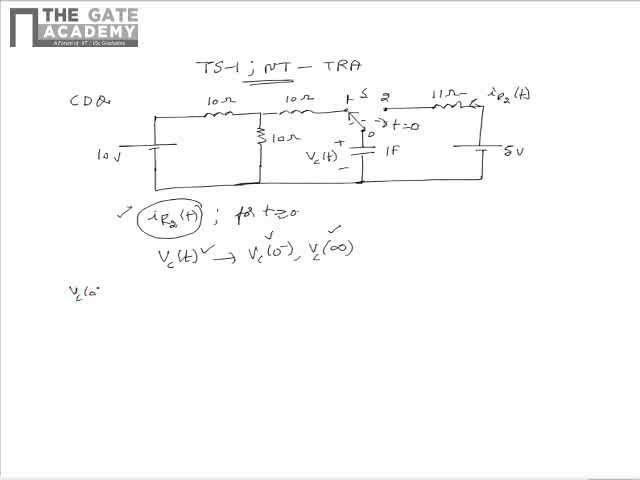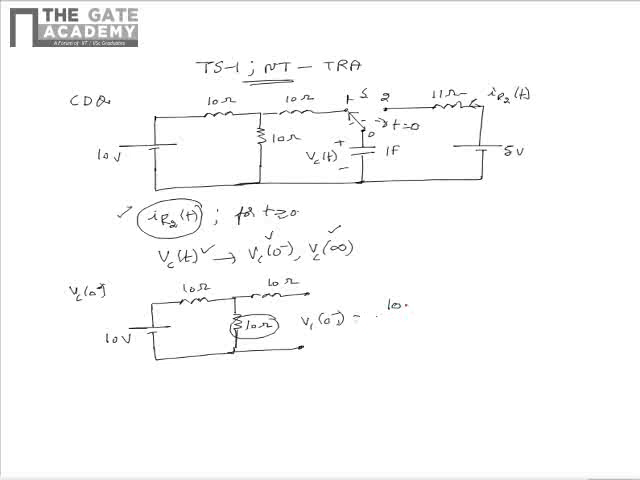So for finding Vc of 0 minus, by drawing the equivalent circuit at t equal to 0 minus, we see that the capacitor can be replaced by an open. So Vc of 0 minus can be measured as the drop across the 10 ohm resistor that is marked. By voltage divider rule, Vc of 0 minus is 10 multiplied by 10 divided by 20, which is equal to 5 volts. This is because at t equal to 0 minus, the capacitor would have reached the steady state, hence can be replaced by open.